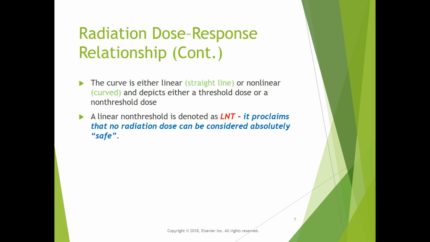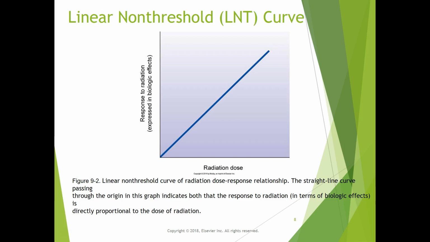The first one that we're going to be concerned with is called a linear non-threshold. It's denoted by LNT. And it proclaims that there is no radiation dose that can be considered absolutely safe. So this is an LNT curve. No radiation dose, as you can see, can be absorbed without some sort of response to the radiation. Linear non-threshold.